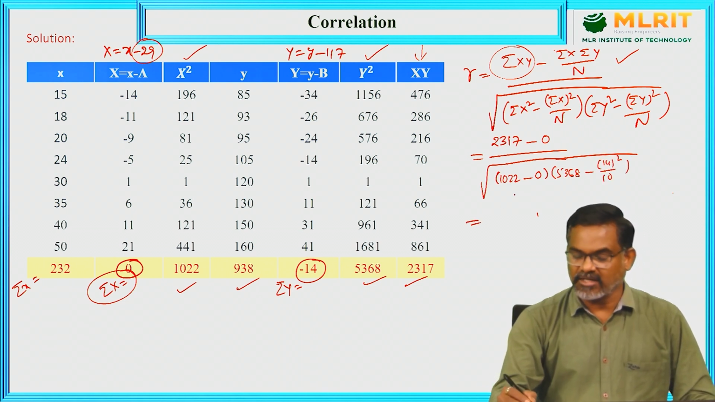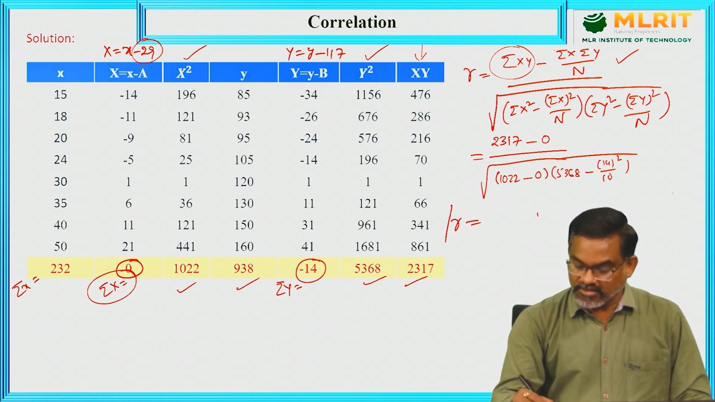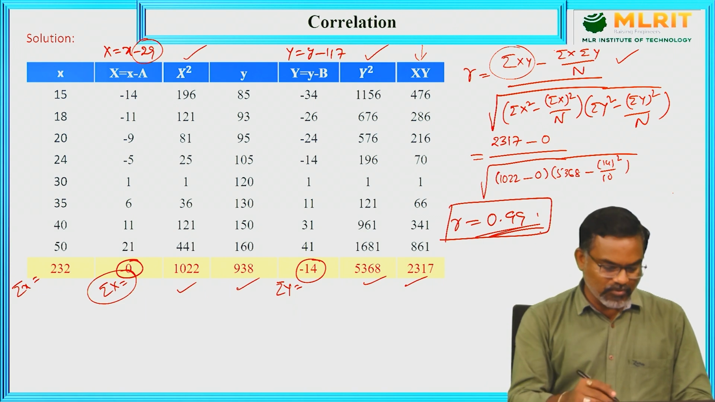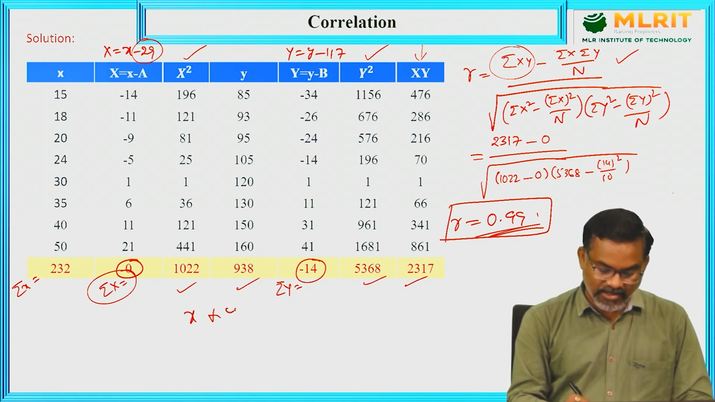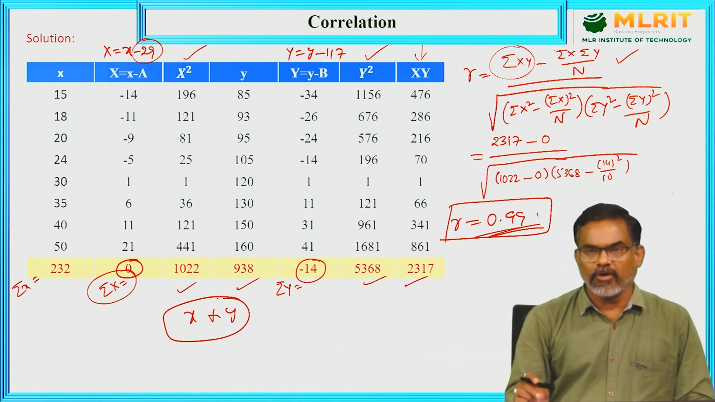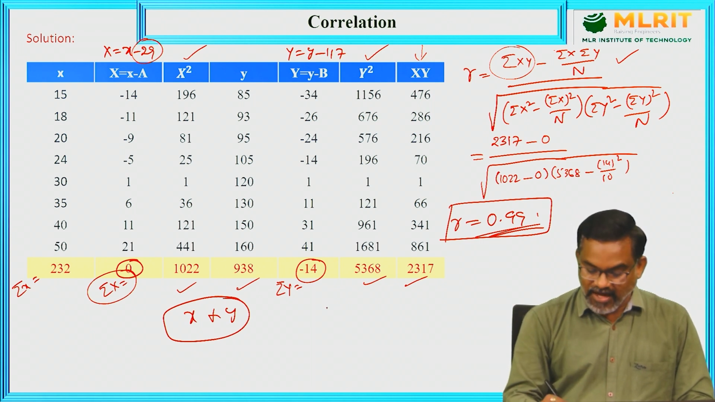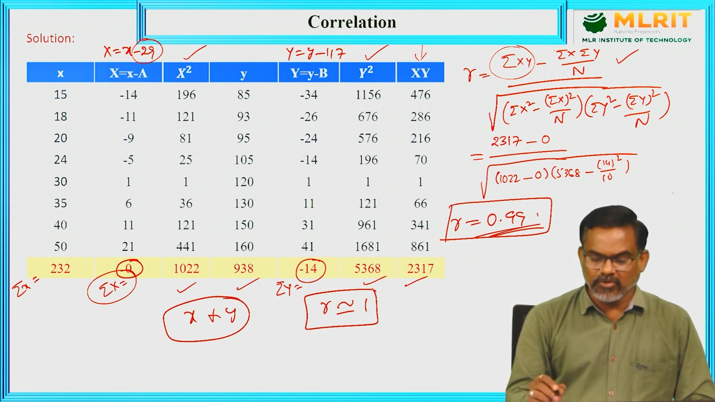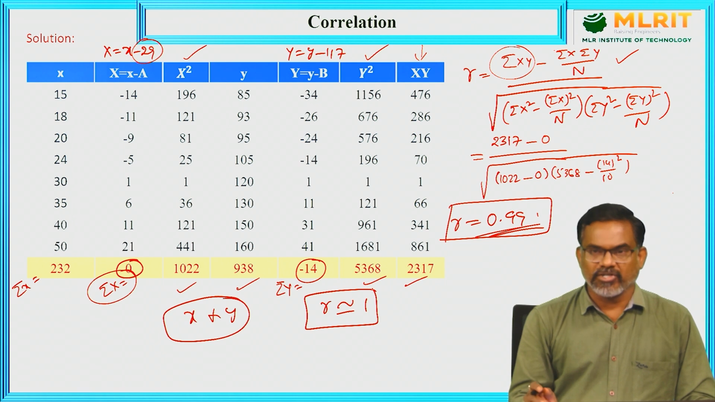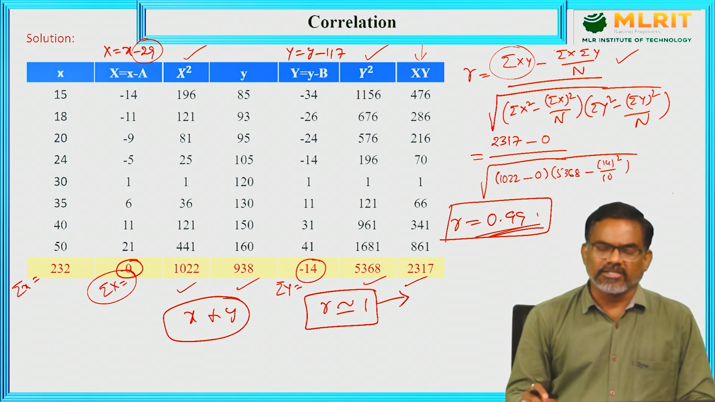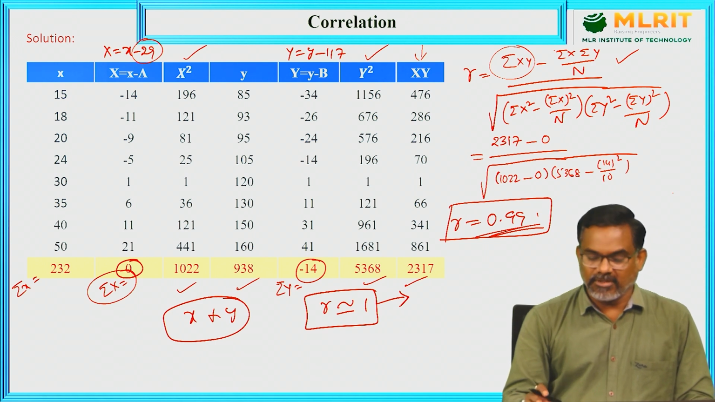So, after calculating, the value of r is 0.99. That means the two variables x and y are strongly correlated. The correlation is positive and perfect since the value is almost equal to 1. That means the fertilizers used and the production are in a strong relation. The correlation is perfect and positive in the present problem.